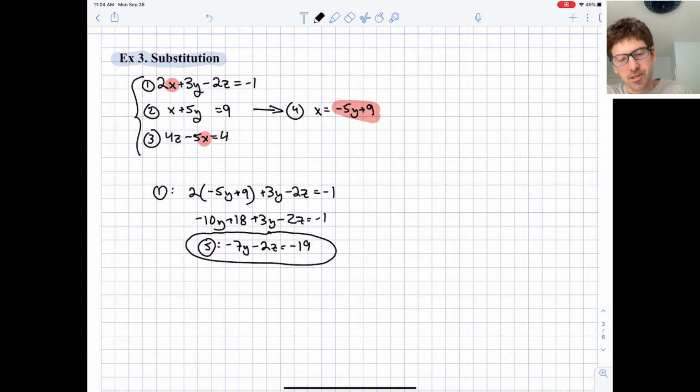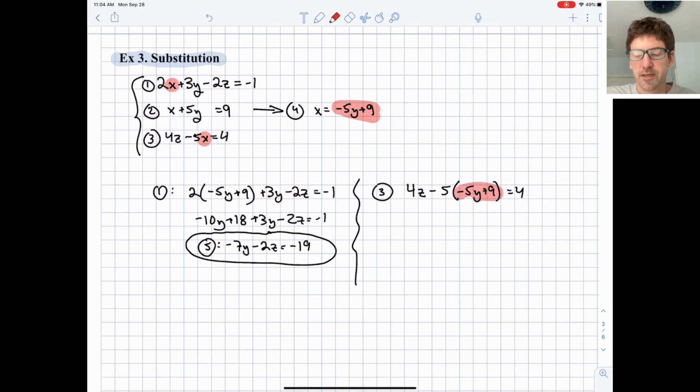Let's work with equation 3 now to plug in our negative 5y plus 9. Remember, 3 started out as 4z minus 5x, but now it's 4z minus 5 times what we know x to be, all equals 4. So we just plugged in negative 5y plus 9 as equal to x. Let's do some simplifying: 4z plus 25y minus 45 equals 4.